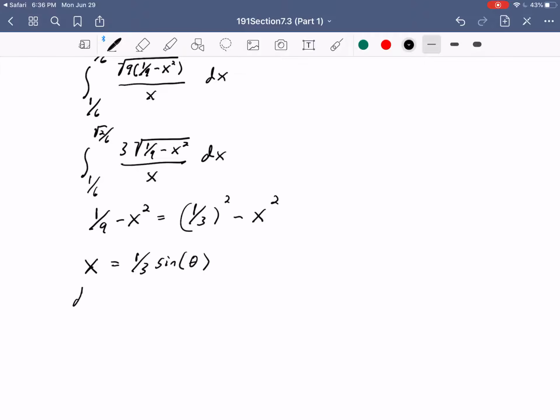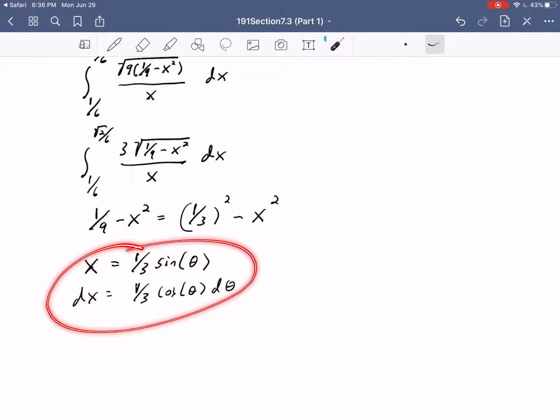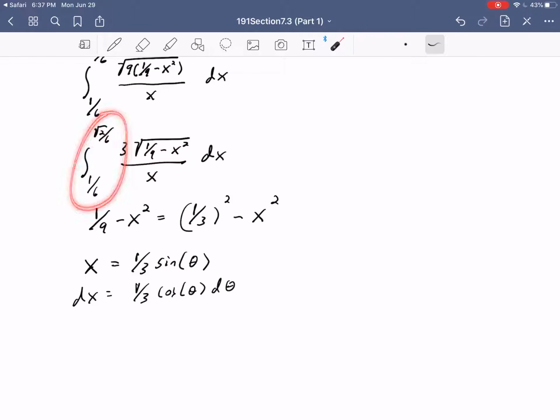All right, that means the dx should be 1/3 cosine theta d theta. So we've got our x and our dx. Now, got to remember though, this is a definite integral, so we have the option here of changing our bounds. If we decide to change our bounds, the great thing about that is we don't have to undo our substitution. We can just go with the new bounds, and we can avoid that whole step with the triangle. So let's go ahead and change our bounds.